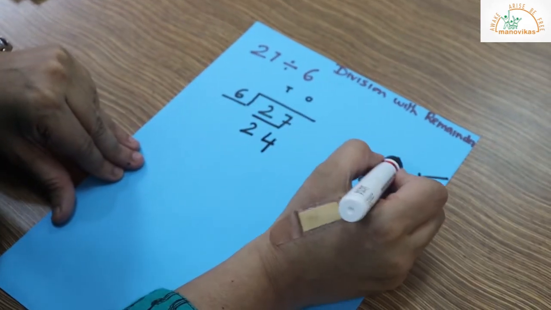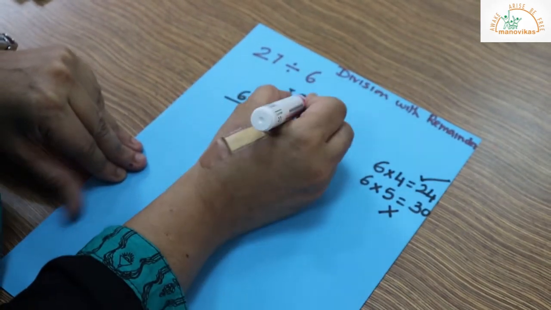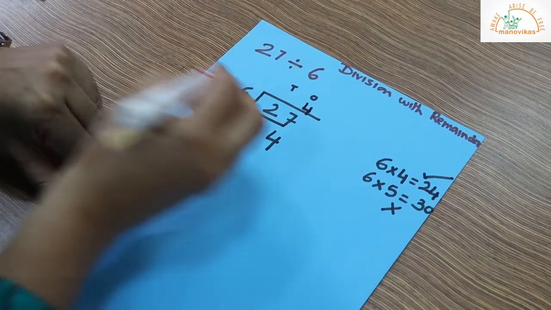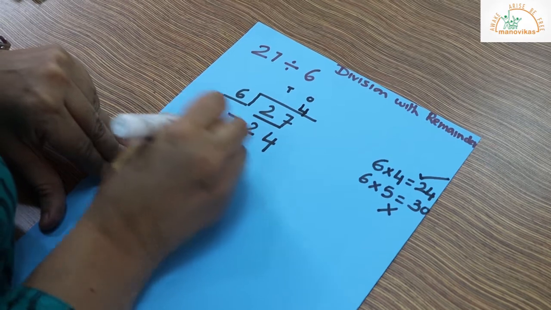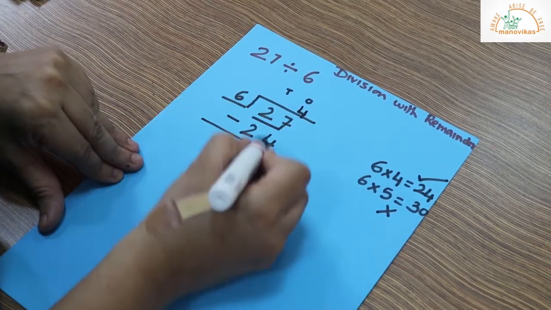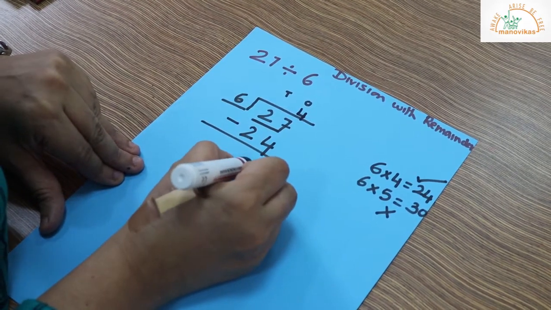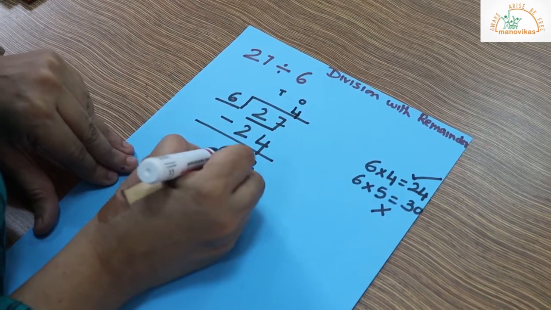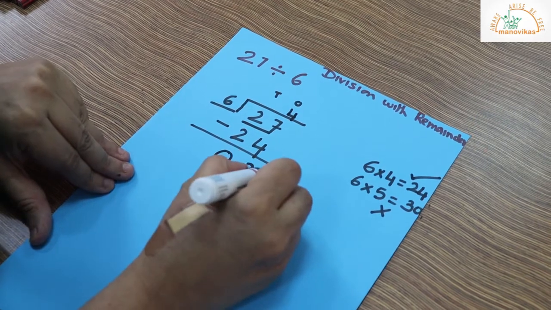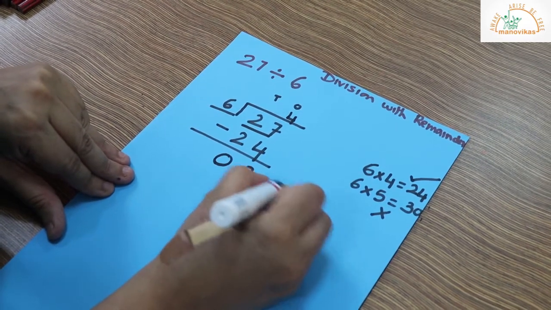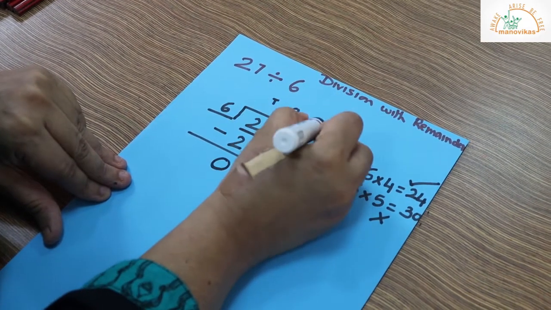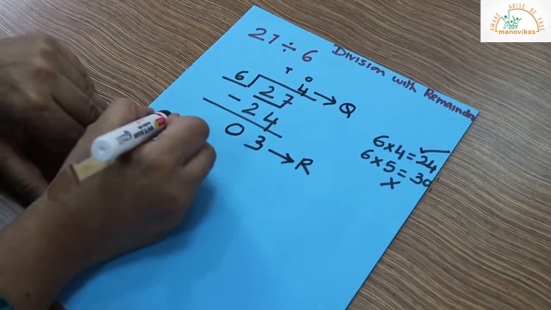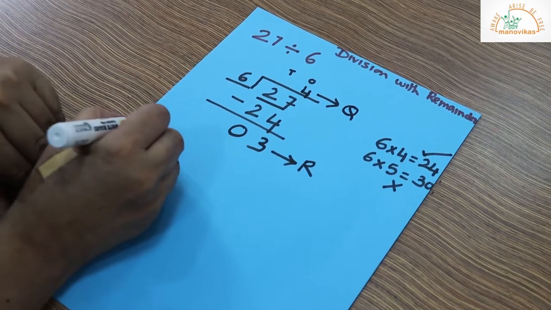Now 6 4s are 24. So 4 will come in the ones place. Now subtract, children. 7 minus 4 is how much? 3. 2 minus 2 is how much? 0. So what is the remainder? 3, right? And which is the quotient? Quotient is 4.